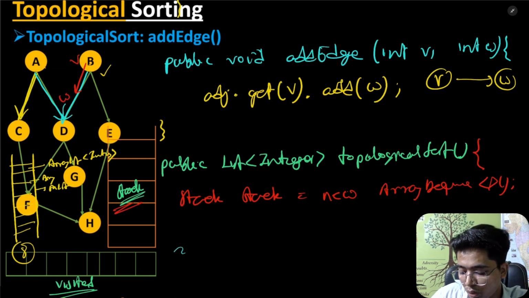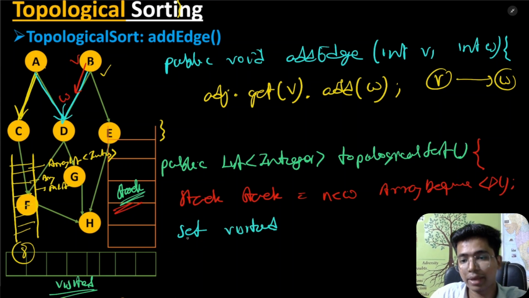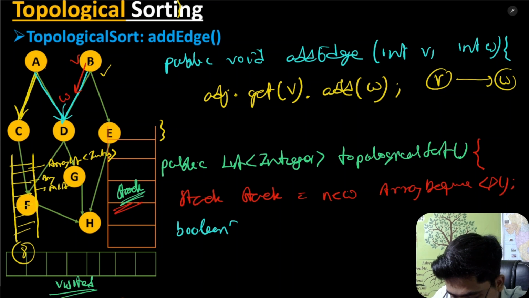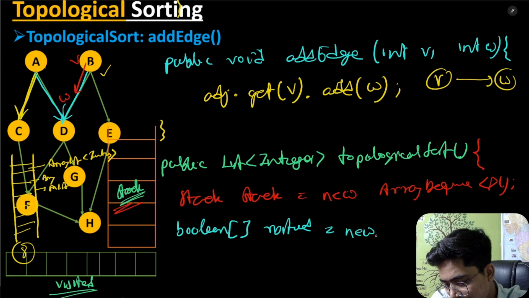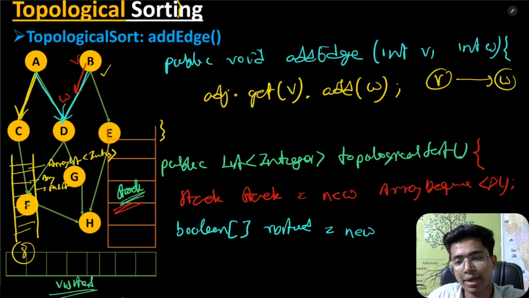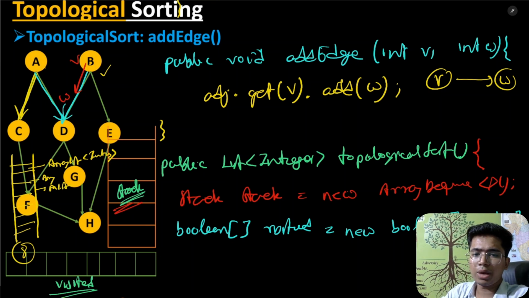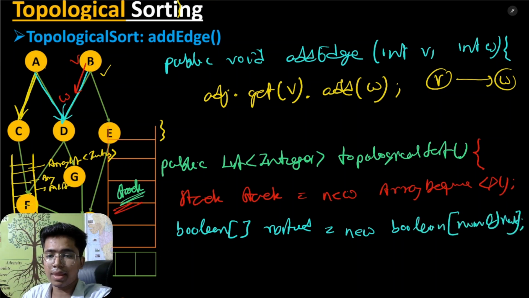Now after that we'll need to initialize this visited set, which will be tracking which vertices have been visited. For that we can use either a set or a boolean array. So let's use boolean for more memory efficiency. Boolean visited equals new boolean, and we'll be allocating memory for all the number of vertices. So by now we have allocated memory for all the number of vertices.